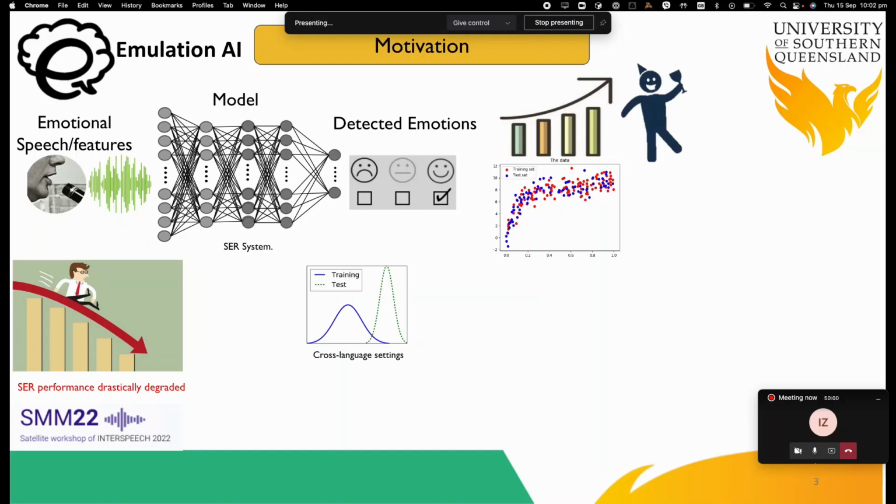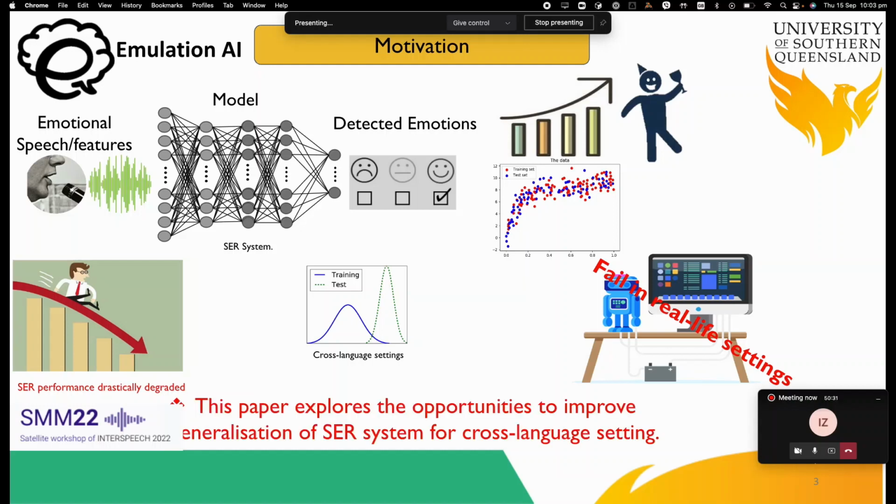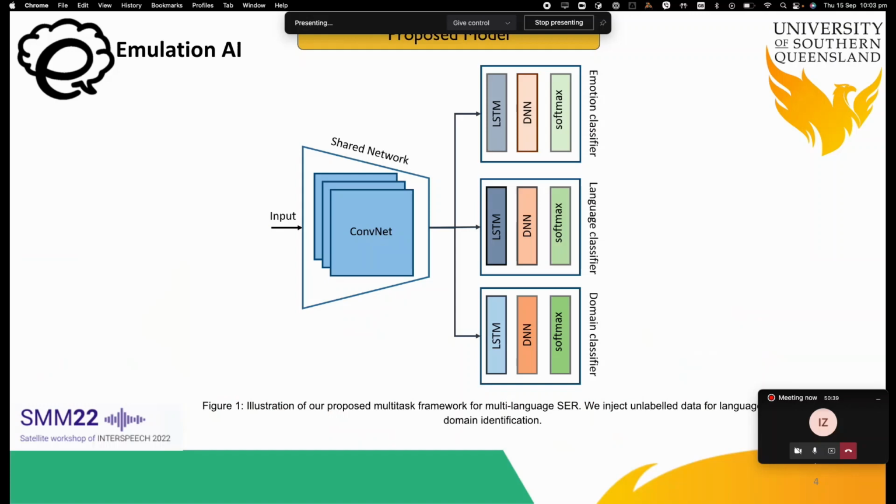So in this work, we try to come up with a solution where we can inject some unlabeled data in the system to improve the performance. Due to these reasons, we cannot utilize these systems in real life because they lack generalization. We cannot deploy them in real life. For example, if the data is coming from some unknown or new distribution, they are unable to perform very well. So this paper mainly focused on multitask learning and tries to inject some unlabeled data in the system. So this is the overall proposed system.